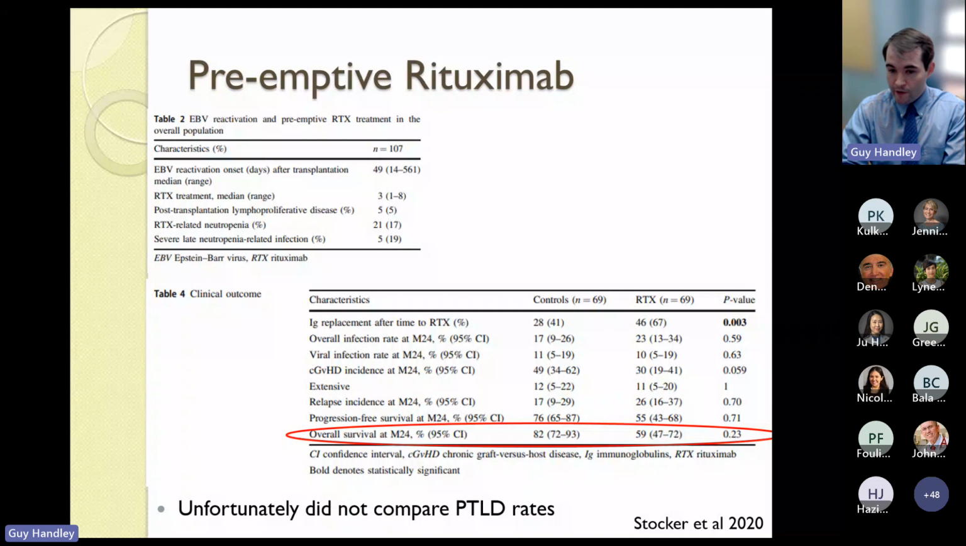The overall survival, though, actually was worse in the rituximab arm. It wasn't statistically significant, but at 2 years, only 59% of the rituximab patients were alive compared to 82% of the controls. I just told you there were more high-risk patients in the rituximab arm, and that's certainly a confounder. But it again should give you pause that we really have to be careful and make sure we're doing the right thing by our patients by identifying who's going to benefit from rituximab.